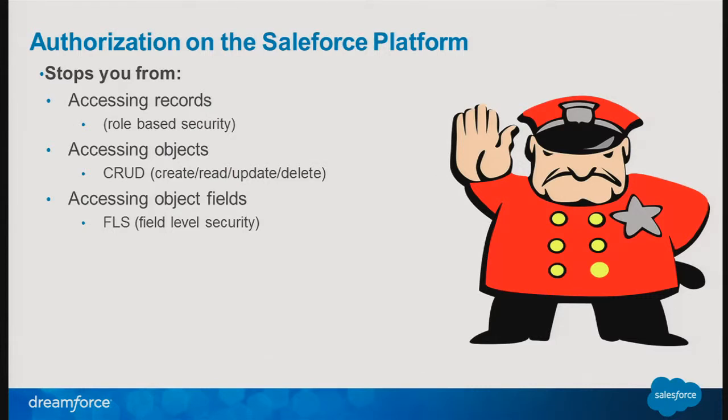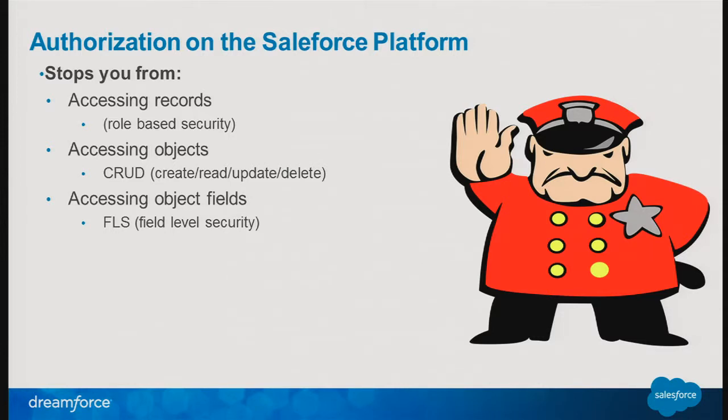There are lots of things that can get authorized or not authorized. But as developers, we're really going to focus only on 3 of them. First one is accessing records, which is, in a database, which records am I, as an individual, allowed to look at? This is called role-based security. This is where you have classes, the whole discussion of with sharing or without sharing. I'll show you some examples of that a little bit later.